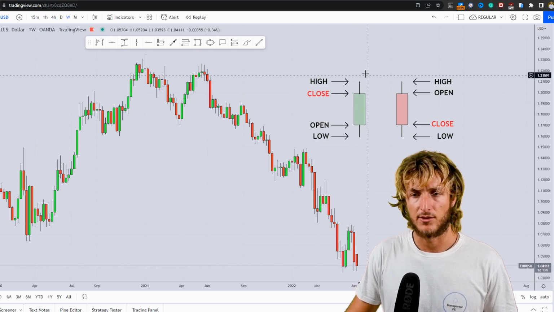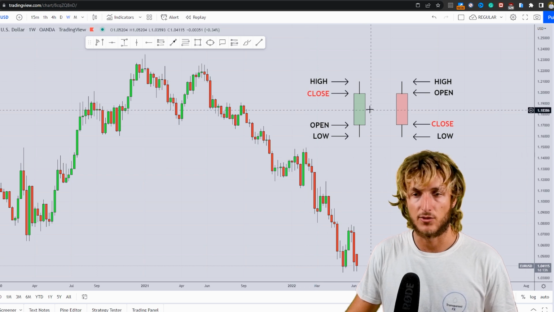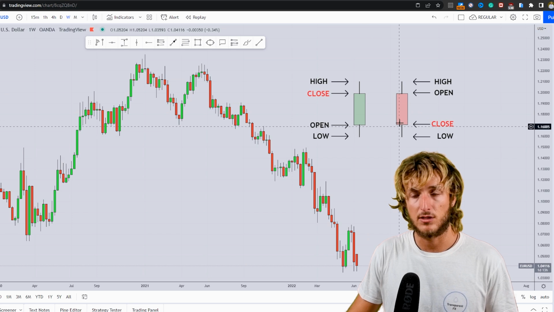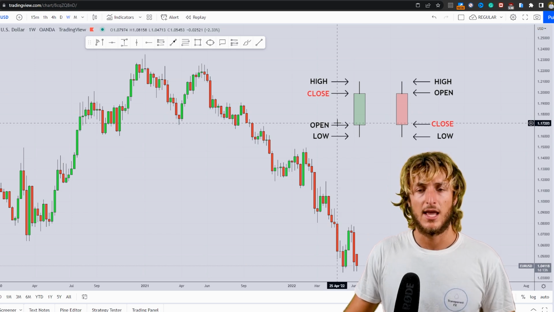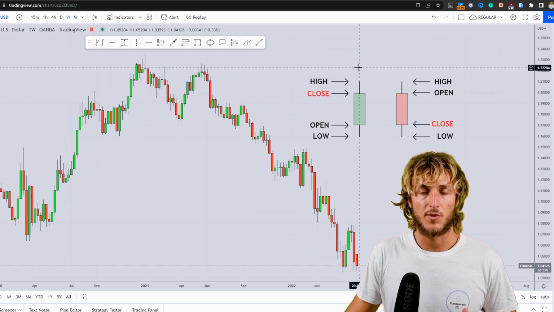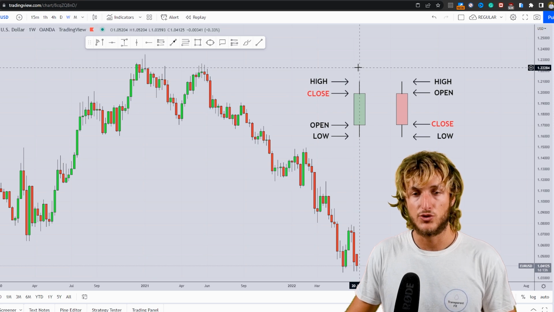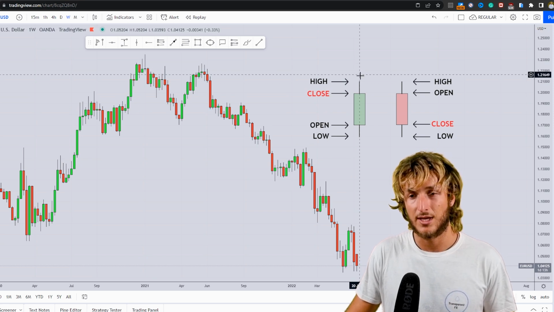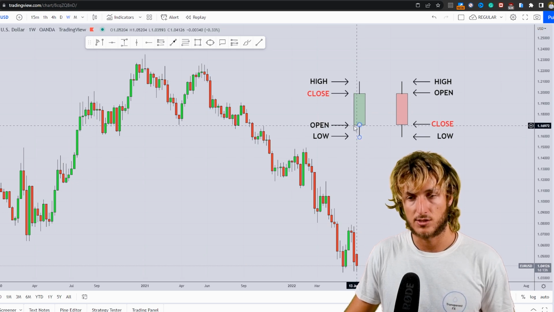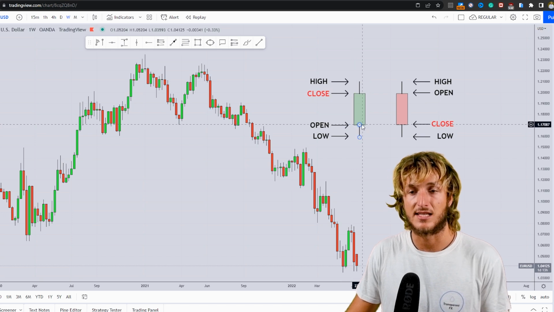Because if you see a candle, you will either have a green candle or a red candle. A green candle will look something like this. A red candle will look something like this. Now, why do I say it's limited information that it's giving you? It's giving you limited information, but at the same time, useful information, which is why it's the most used charting tool in the world. That is because it will only show you the opening price. So where the market has started trading in that specific time frame.